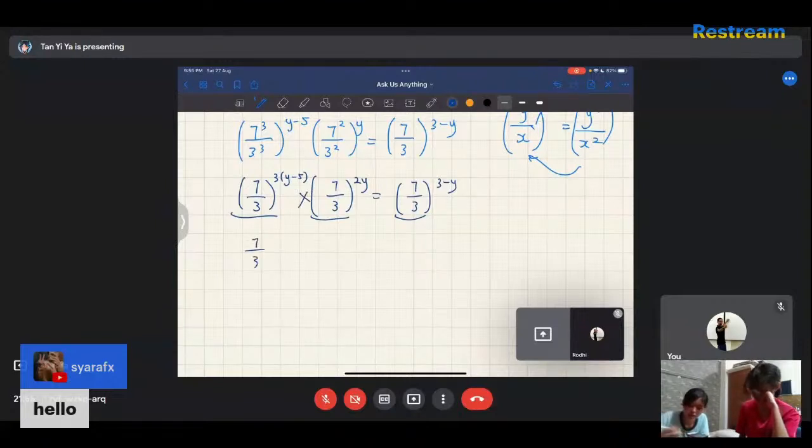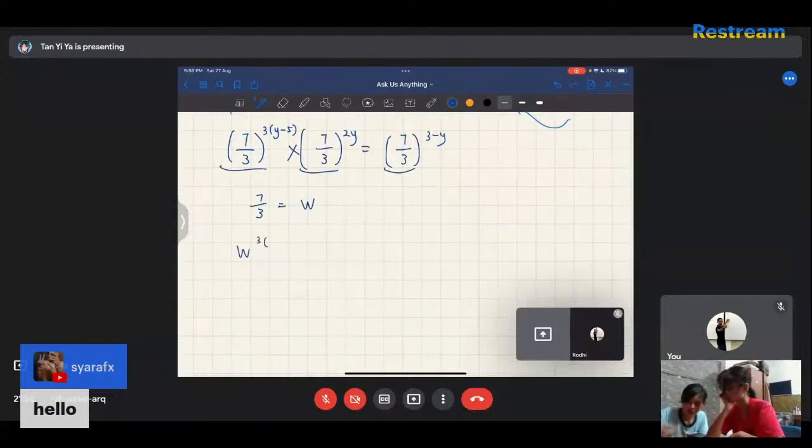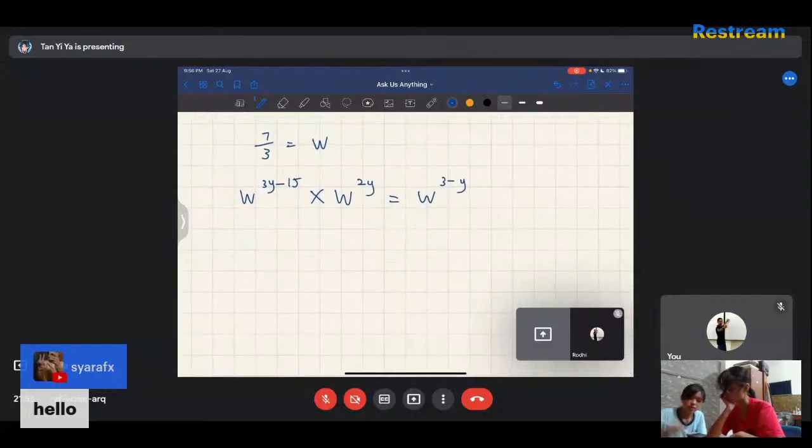So it is easier to work out, now we know we don't need the 7 over 3. If you cannot see what is happening here, you substitute 7 over 3 as w. We got w, and then we expand this, 15 times w, 2y equals w, 3 minus y. When we have the same base right here, we can do this.